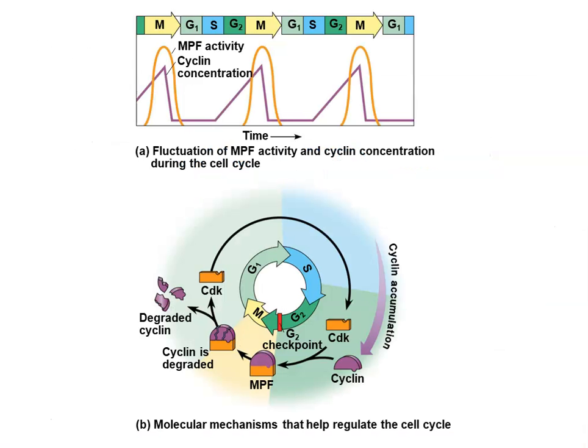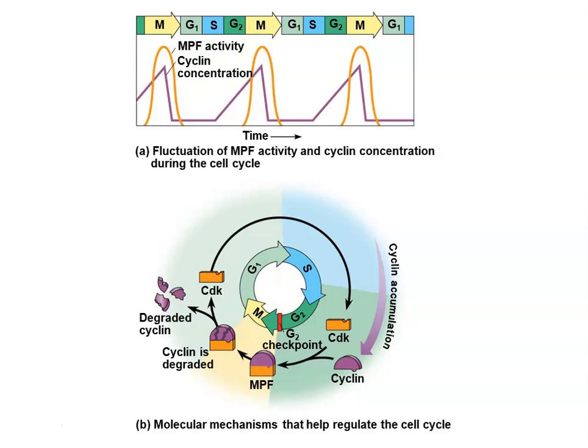So you can see here that during G1 and S, you don't see a whole lot of change in MPF, but as it starts to go through G2, you see the concentrations of cyclin increasing, and then eventually, once it gets to a high enough level, you see the MPF activity increase, and mitosis then can take place.